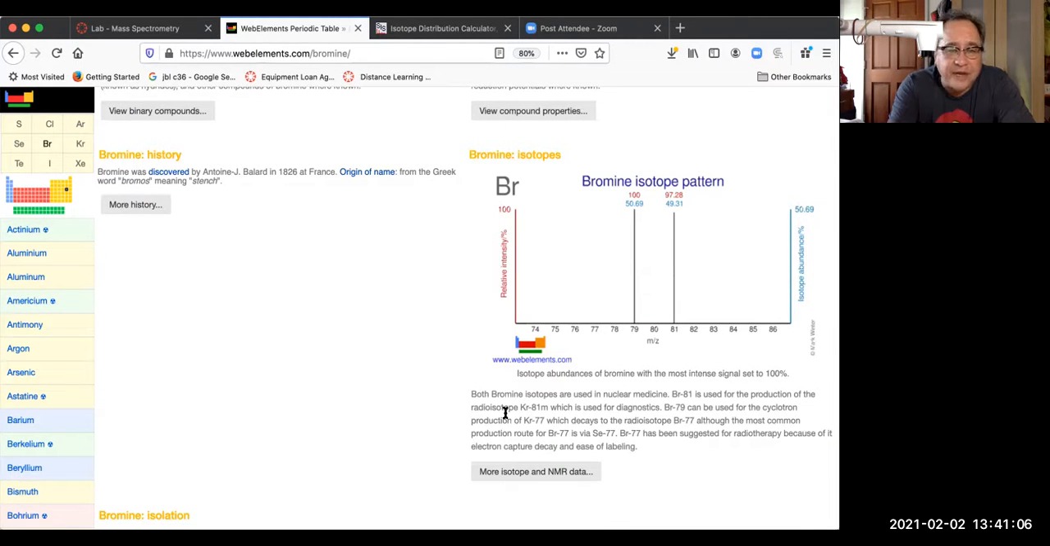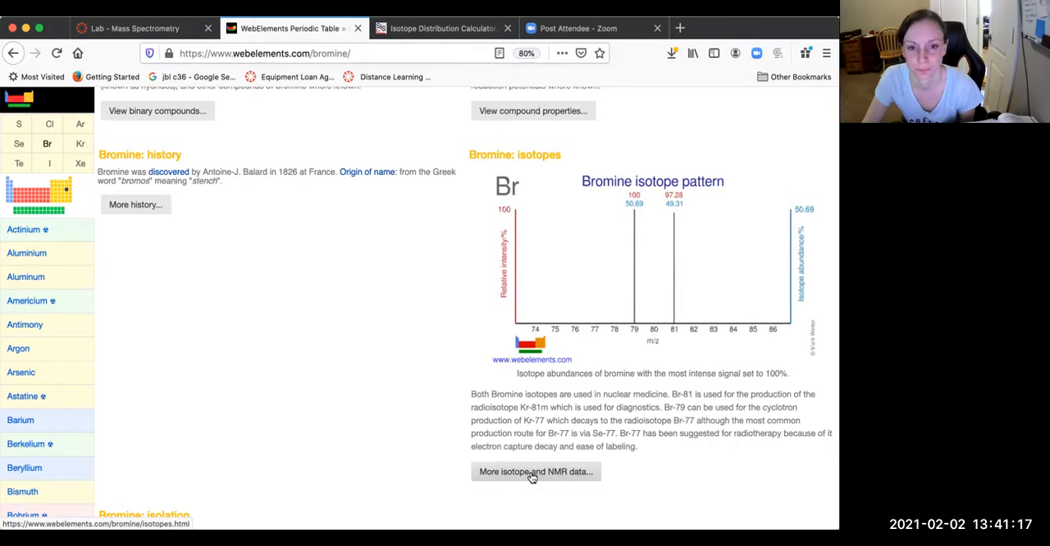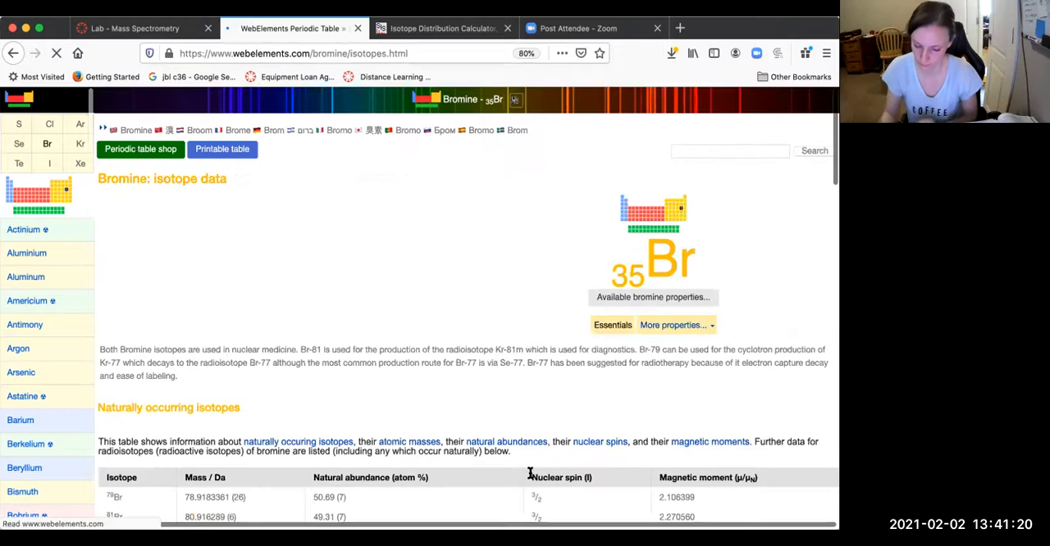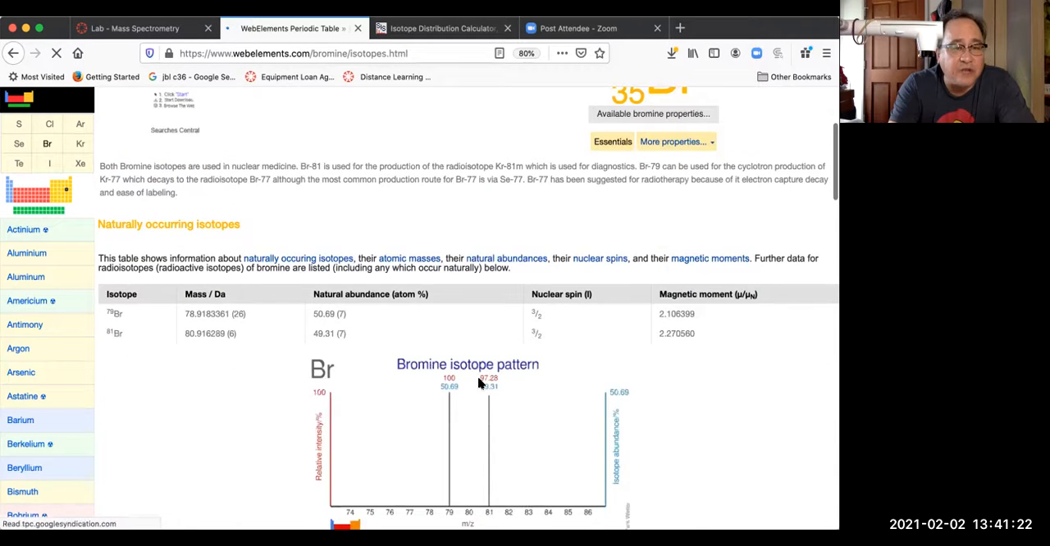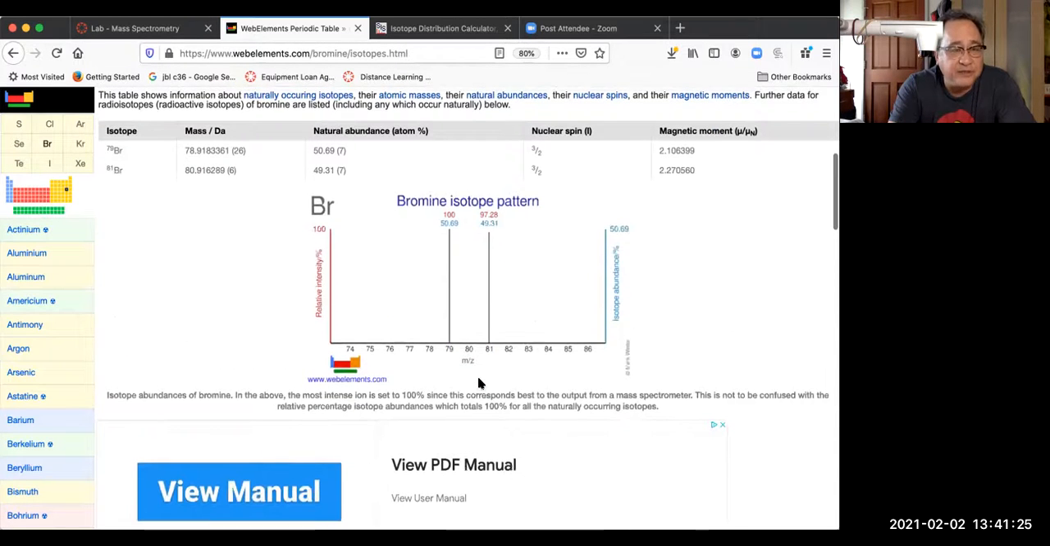Do you see the link down below here that says more isotope and NMR data? You see that? Yep. We're going to link to that. And here is that table I was talking about where you want to copy down information. So in your lab notebook, you want to write down this information. We're going to do it together. So you see all these numbers here? Let me show you what we're going to write down. So I'm going to have to switch screens, okay?